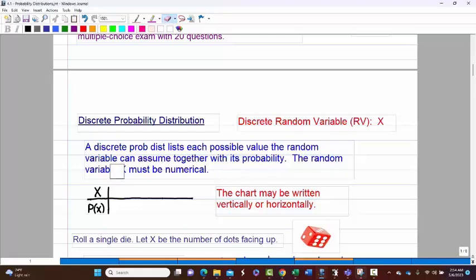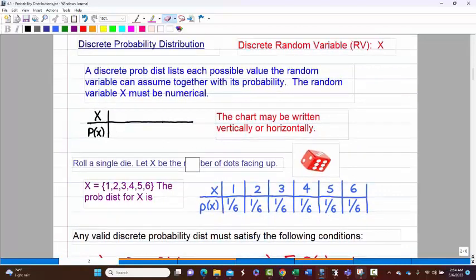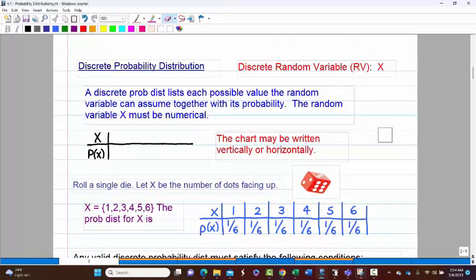But don't panic if you saw a chart that had Z there or something. So, a discrete probability distribution lists all the possible values of X, and then you write the probability right below it, or beside it if it's vertical. Sometimes these are vertical or horizontal.